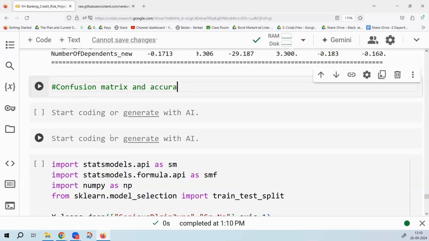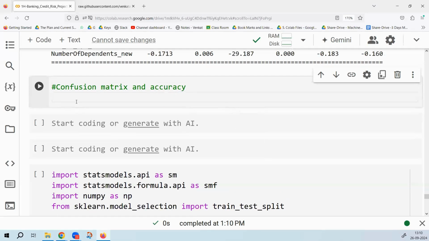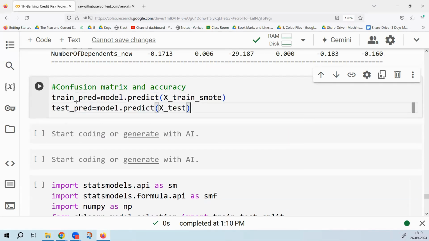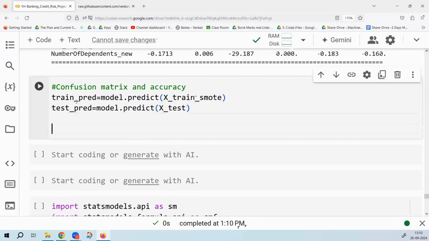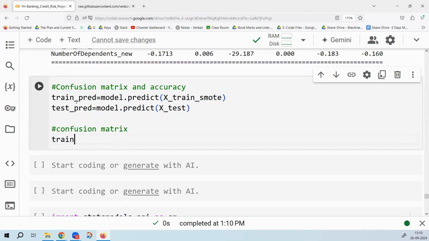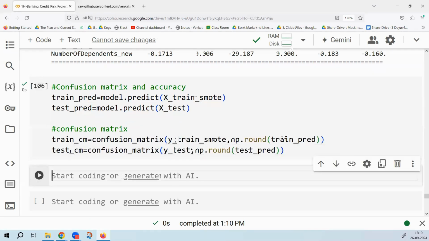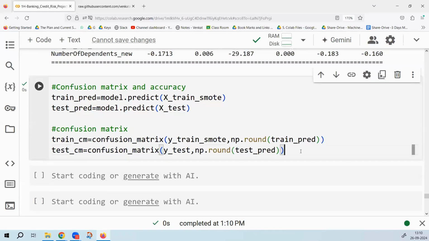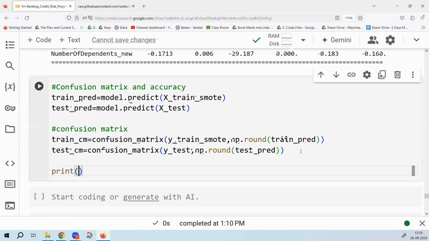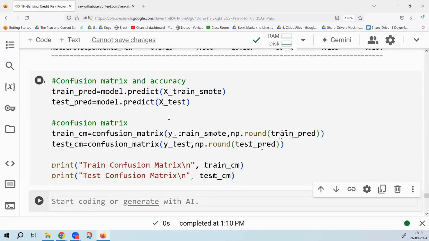and accuracy score. So you have train predictions equal to model.predict. Test predictions, we can see them later on. Confusion matrix, train underscore CM are these ones. Confusion matrix is also with us. If I try to print the confusion matrix, I'm expecting slightly better confusion matrices.